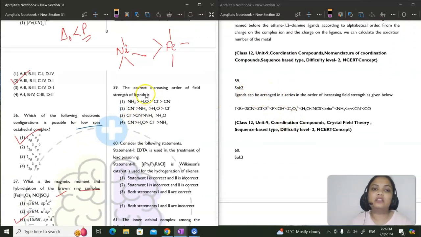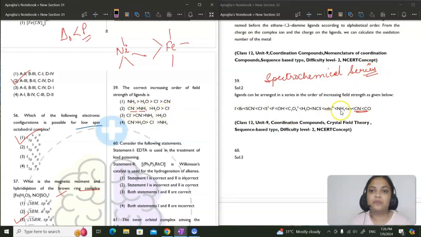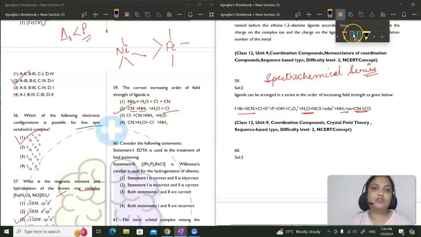So for answering this question, you need to just remember the spectrochemical series. Okay. So if you remember the spectrochemical series, you will be remembering the order. So firstly cyanide will be there, then it will be ammonia, then water, and then chloride. So second is the correct order. So if you remember this series, you can easily answer this particular question.